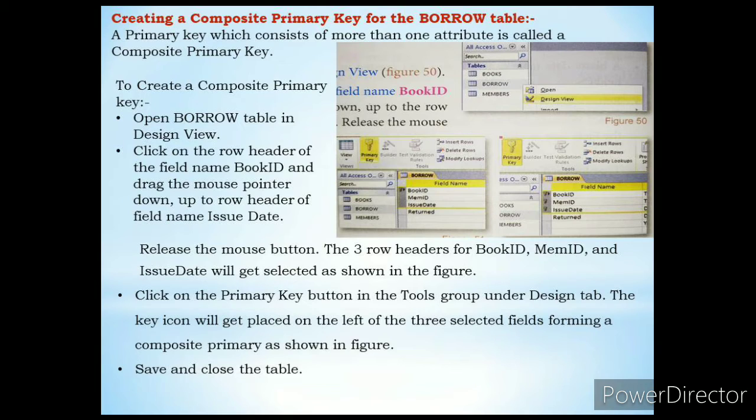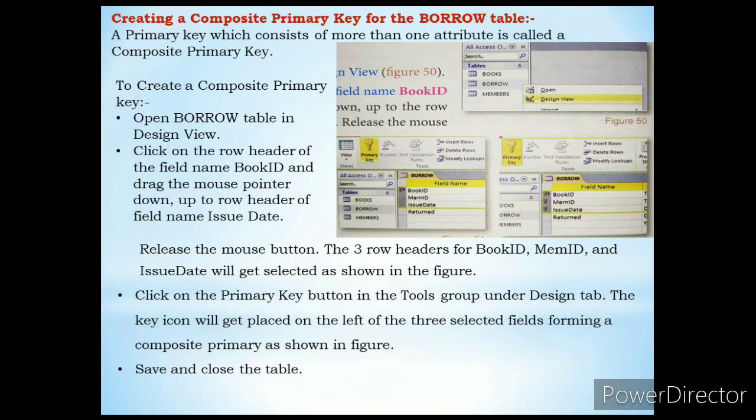Now we are going to create a composite primary key for the Borrow table that we have created earlier. A primary key which consists of more than one attribute is called a composite primary key. Now let's have a look how we are going to create a composite primary key in a table. Open Borrow table in design view, click on the row header of the field name Book ID and drag the mouse pointer down up to the row header of the field name Issue Date.